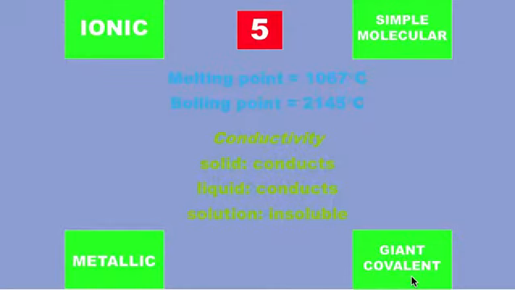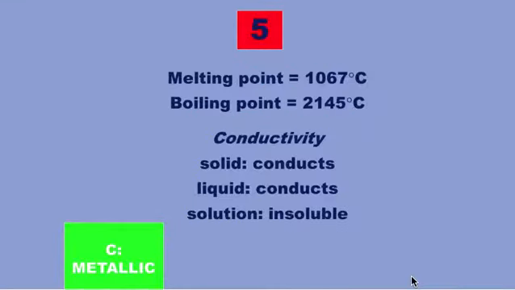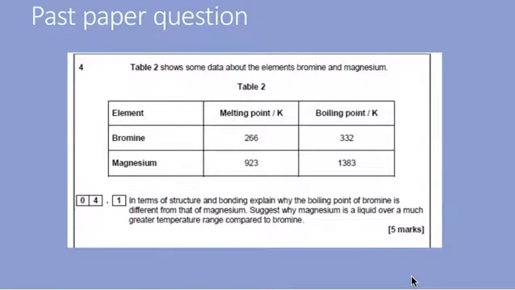Okay, so the answer is in. Yeah, high melting point, high boiling point, conductor in solid and liquid state, insoluble. That would indicate it's almost going to be metallic.